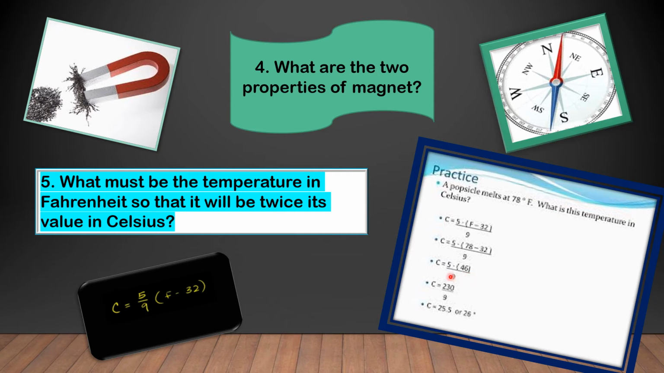So 5 into 46, 230 is coming. So 230 divided by 9, ultimately it's coming 25.5. Approximately they have written 26 degrees Celsius. So like this, instead of putting the value of F and C, you have to find out here the answer of this sum.